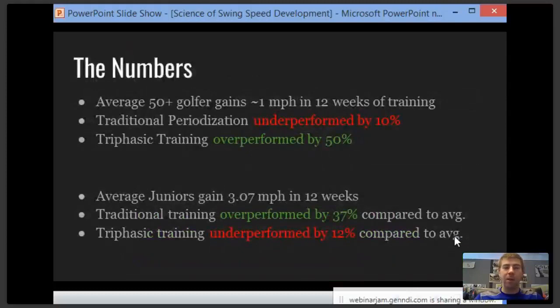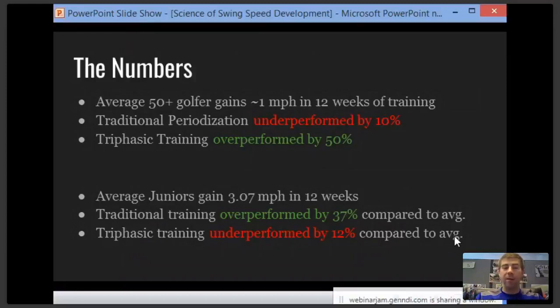So these are basically the numbers of it. For the adults, traditional training. If we look at all of our data overall, the average adult golfer in a 12-week span will gain 1 mile an hour of training. But then we broke apart traditional training. We said, okay, what happened during just this year? And the average adult actually underperformed that 1 mile an hour by 10%.